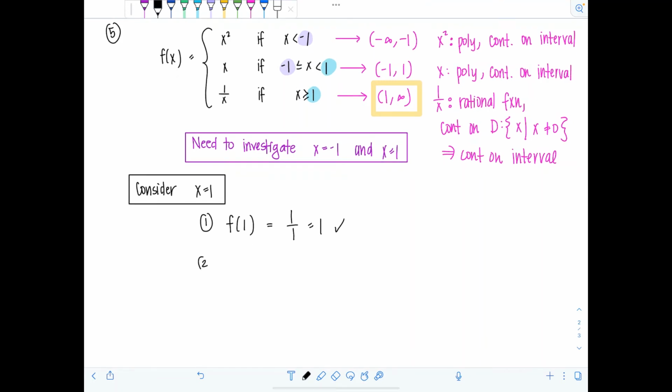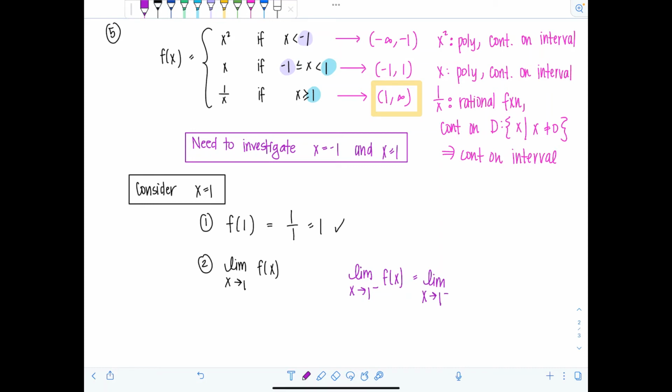Condition 2, I need to figure out what is the limit as x approaches 1 of f of x. Well, again, since the domain splits here at 1, I have to check the limit from the left and the limit from the right separately. So let's see what's going on. So the limit as x approaches 1 from the left of f of x, that's going to be the limit as x approaches 1 from the left.